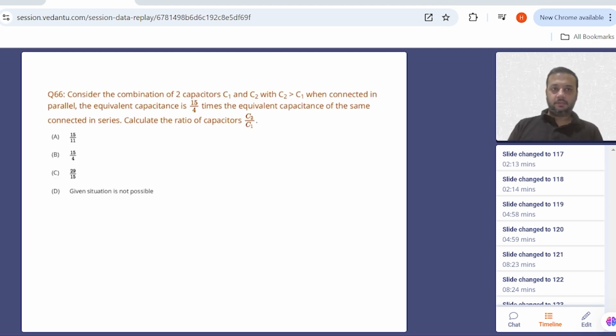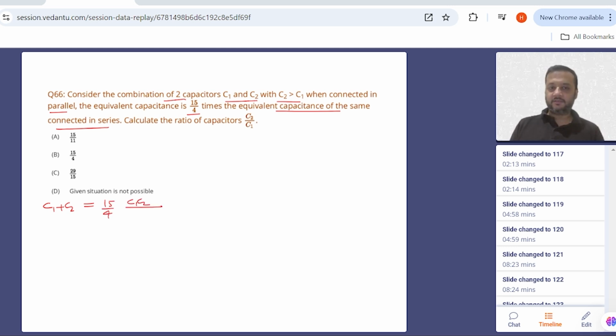Let's look at this question. Consider the combination of two capacitors C1 and C2, with C2 more than C1, connected in parallel. The equivalent capacitance when connected in parallel is 15 by 4 times the equivalent capacitance of the same connected in series. So you have to find the ratio of C2 by C1. So we know that when connected in parallel, the capacitance simply gets added up. So C1 plus C2 is the equivalent capacitance in parallel. According to the given situation, that is 15 by 4 times when connected in series.